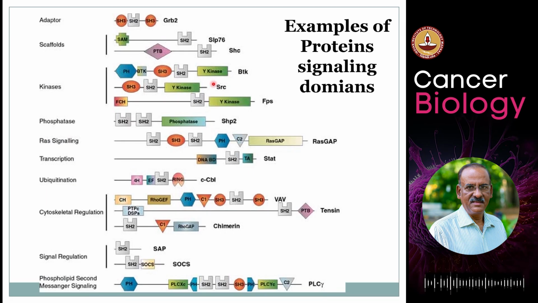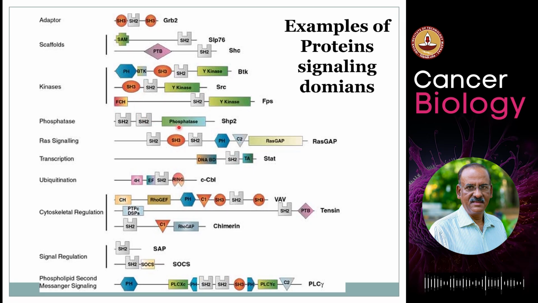Now we have given several such examples. As I already told you, one molecule may contain more than one domain or even have repeats. For example, look at this, it is called GRB2. This has two SH3 domains and one SH2 domain. Similarly, let us take some of the kinases. For example, SRC is important. It has one SH2 domain and one SH3 domain.